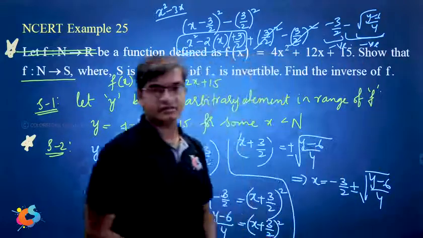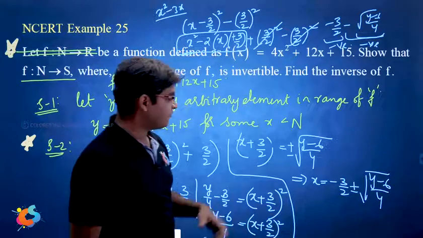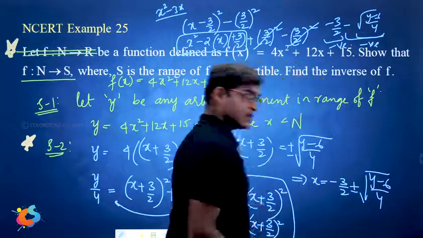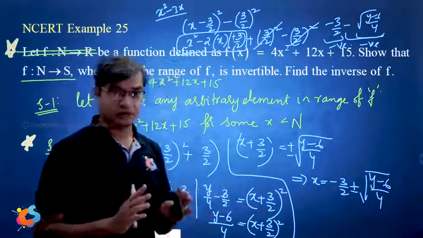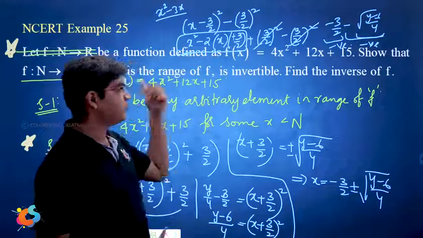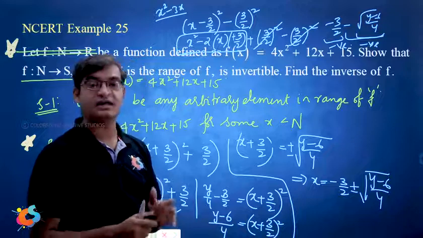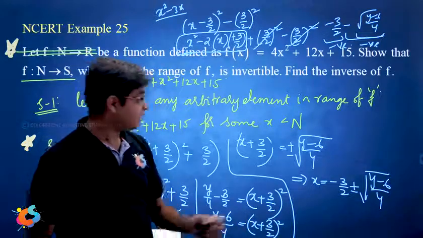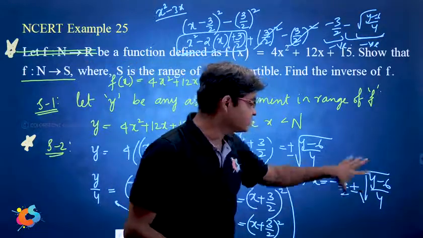So negative, negative, that will be negative, right? So therefore, we are going to rule out minus, minus, and we are going to take plus. Okay, how do you decide which one to remove? Very simple. Look at the domain. Domain is saying natural numbers. Natural numbers means positive. Here, if we take both negative, this will be negative.